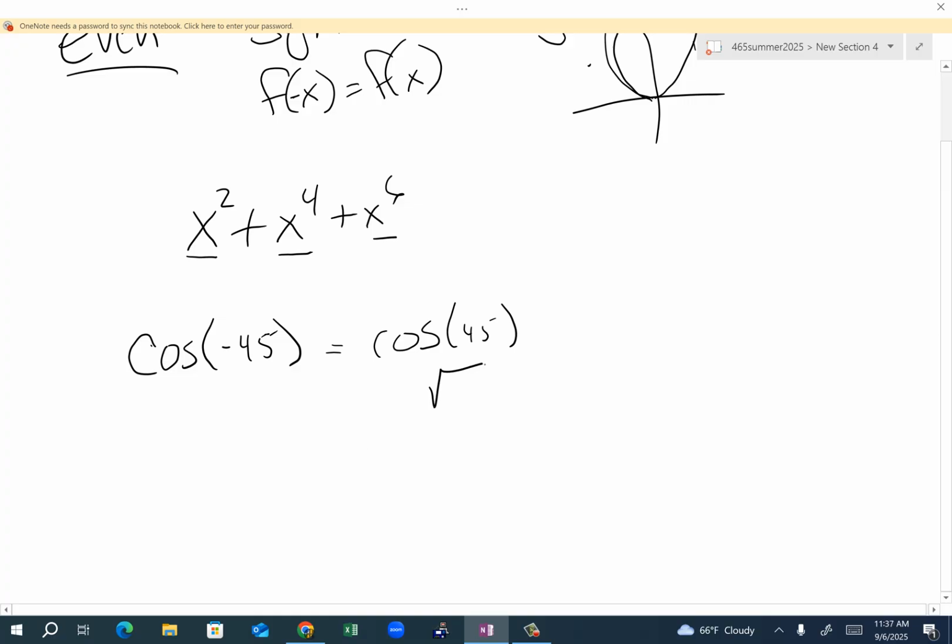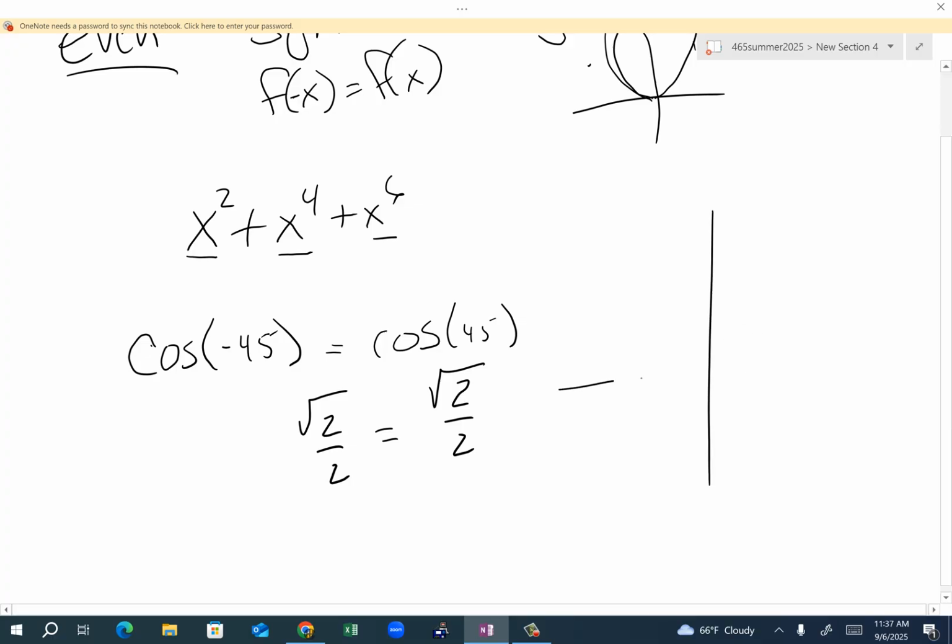Wait a minute. This one's the square root of 2 over 2. I know. What's this one? Duh. They're the same. That's one of the things that we will use odds and evens for. That right there is a big deal. It saves me a boatload of time. If I know a function is odd or even, I can cheat and get some stuff done.